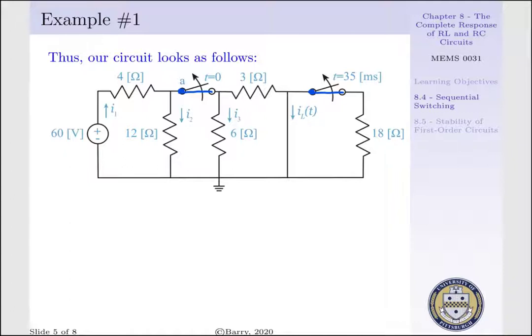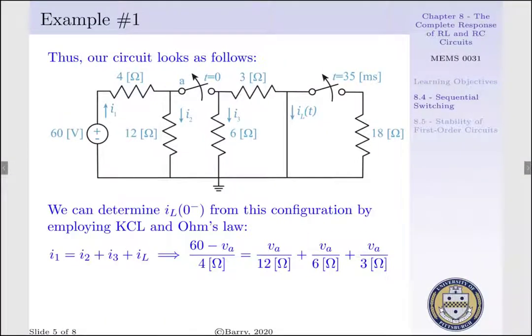Now, to determine the behavior of I_L of t, we need to apply KCL at node A. In doing so, we can determine the current going through our inductor, i.e. our short, from negative infinity to 0. Thus, we have I1 exiting our voltage source, I2 running down our 12 ohm resistor, I3 running down our 6 ohm resistor, and I_L running through our 3 ohm resistor down our short. No current will run through our 18 ohm resistor.